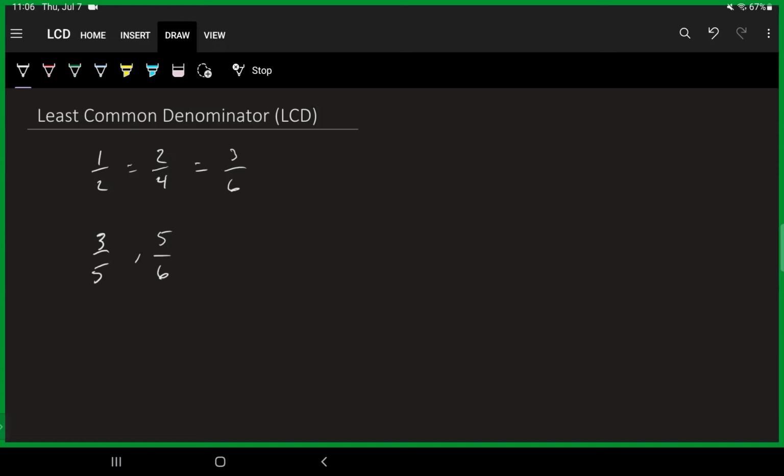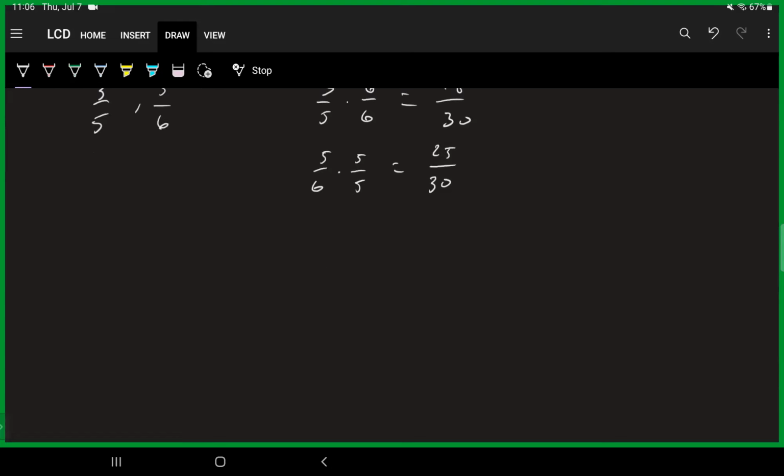And so to have equivalent fractions with the same denominator, I take 3/5 and multiply it by 6/6. And I'm going to get 18/30. And similarly, 5/6 times 5/5, and that's 25/30. Not all fractions can be worked with that quickly, just by observation. And so we're going to need a technique in order to find least common multiples. Let's talk about that real quick.